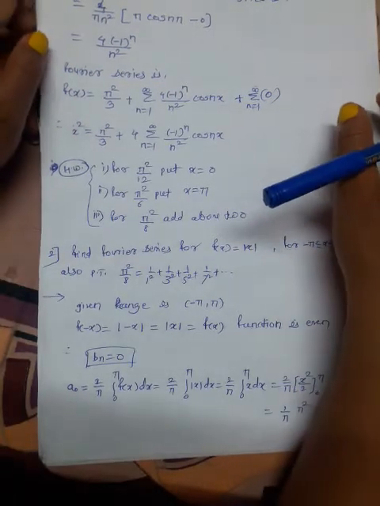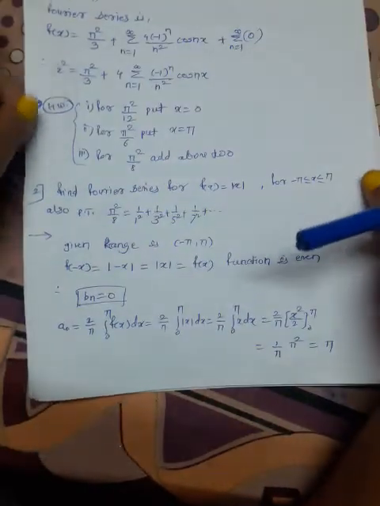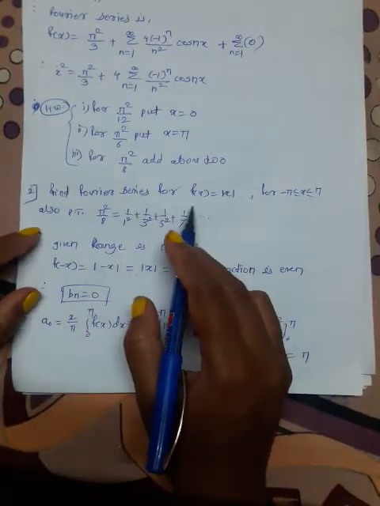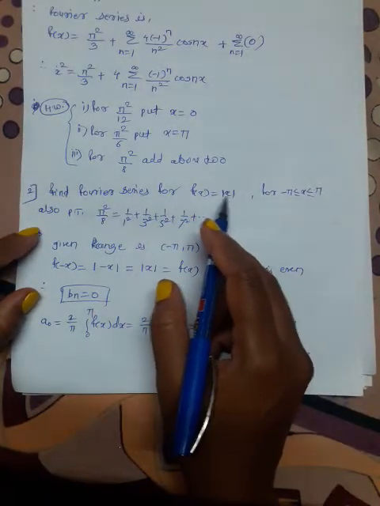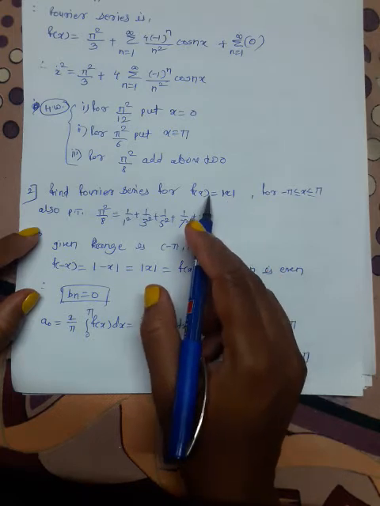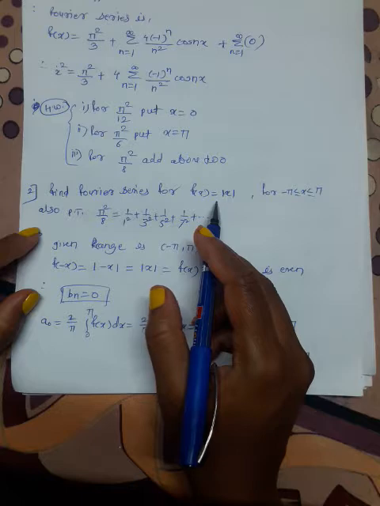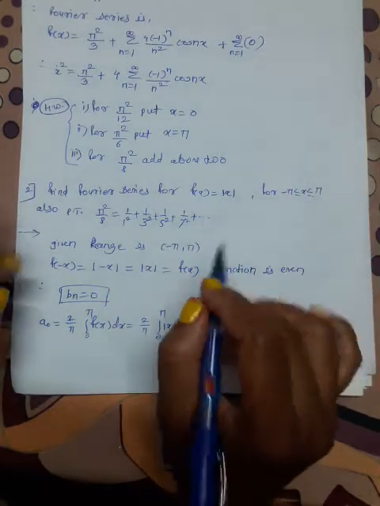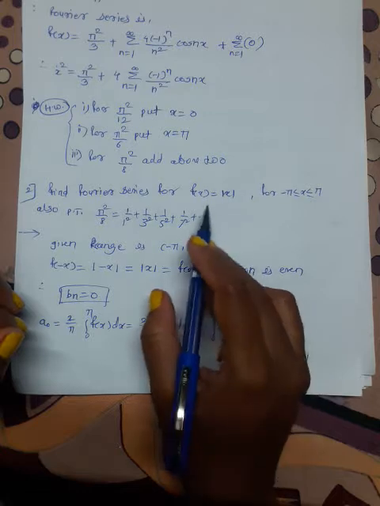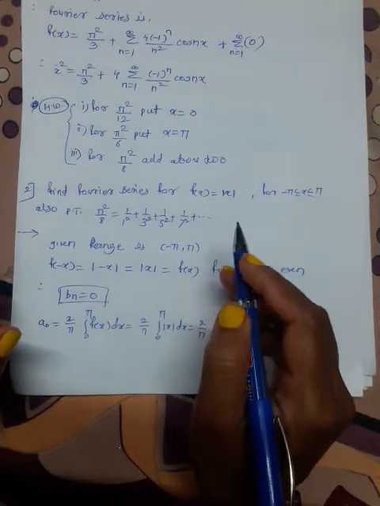Hello everyone, let us see the next example of Fourier series. Find the Fourier series for the function f(x) equal to mod x. Mod means whatever negative sign is inside the mod is removed, so mod of x is always a positive term. In mathematical terms, f(x) = |x| is an even function.